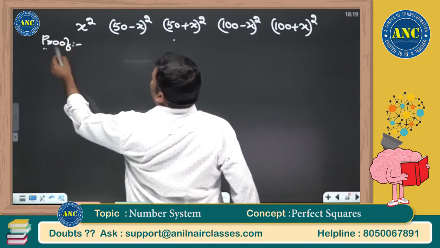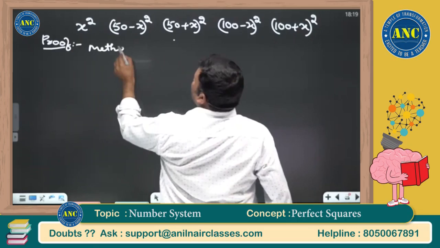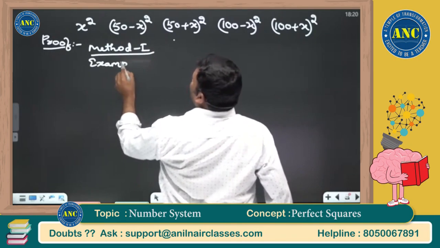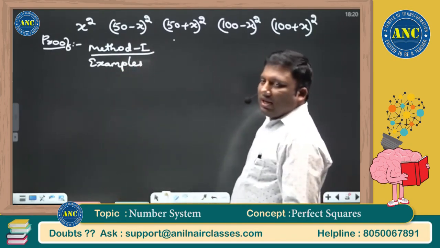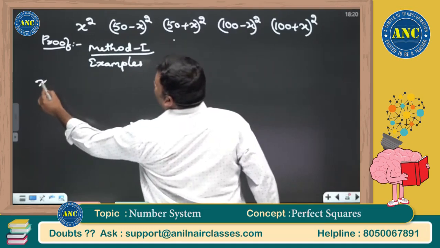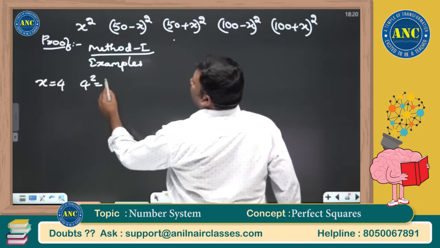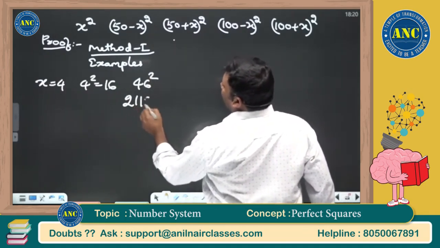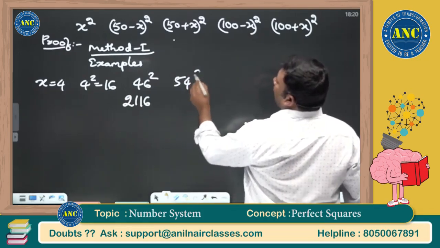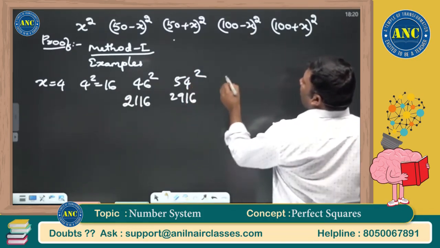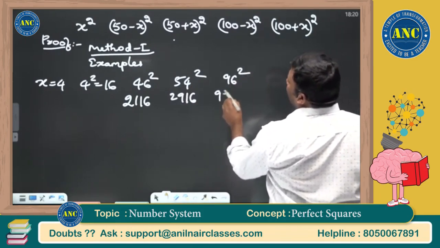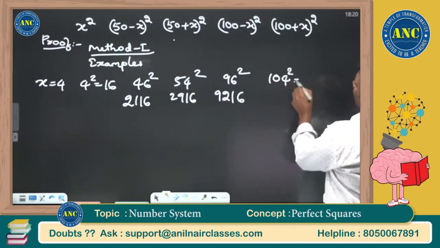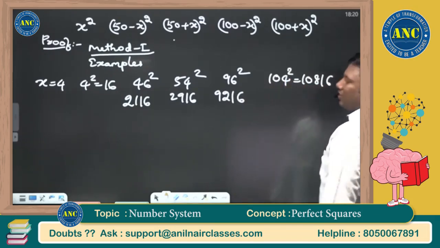Proof. Method 1 is by using examples, a vague proof. Then I'll do remainders. Let me take x value 4. 4 square is 16. 50 minus 4, 26 square is 2116. 54 square is 2916. 100 minus 4, 96 square is 9216. 104 square is 10816.